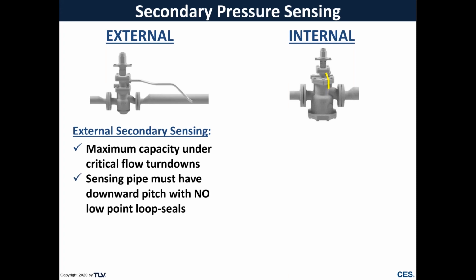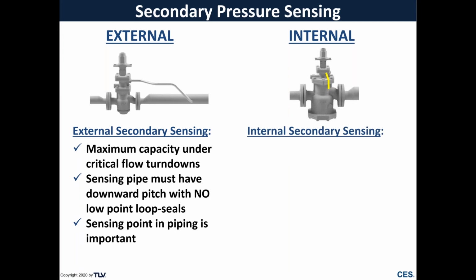But to be used effectively, the external sensing pipe must be continuously downward pitched with no low points where condensate can collect, as this could prevent proper sensing of downstream pressure and create pressure stability problems. The point at which the sensing line connects to the downstream piping is also important. It should tie into the upper portion of the piping, preferably in a section of straight piping, typically 10 to 20 pipe diameters from the PRV outlet.